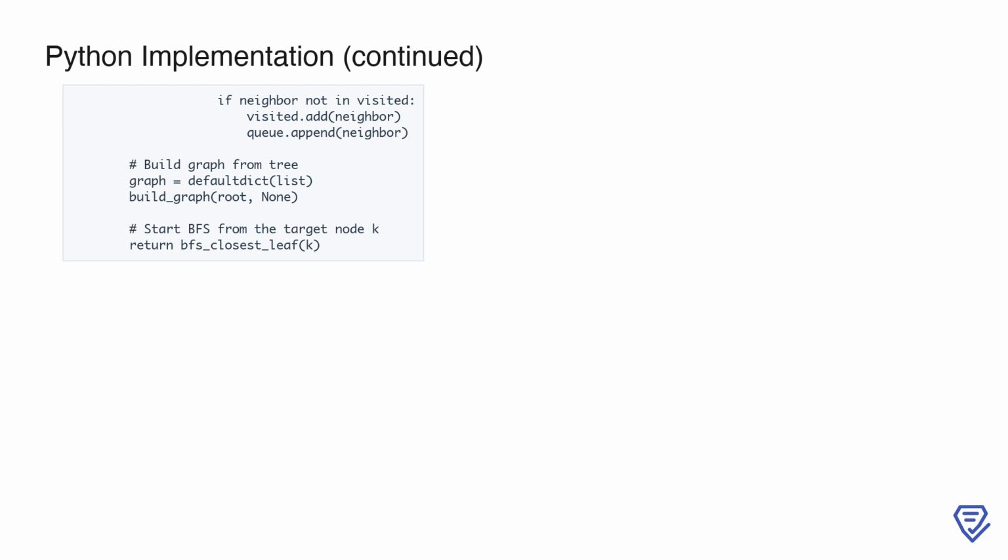Finally, we call the BFS_closest_leaf function, starting from the target node k. This ensures that the search begins at the specified node and finds the closest leaf efficiently. The result of this function is then returned as the output of findClosestLeaf, completing our implementation.